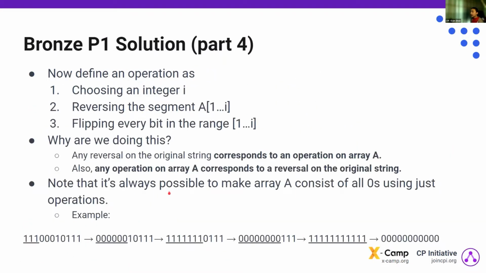Okay. And here, let's notice that it's always possible to make array A consist of all the zeros using just operations. This is pretty intuitive. For example, if we have array A like this, we can first do an operation on the first 3 bits. It will become this. Do an operation on this prefix. It will become this. Do an operation on this prefix. It will become this. Do an operation on this prefix, and it will become this, and do an operation on the entire string or array, and it will become all zeros. Okay, hopefully it makes sense up to this point.